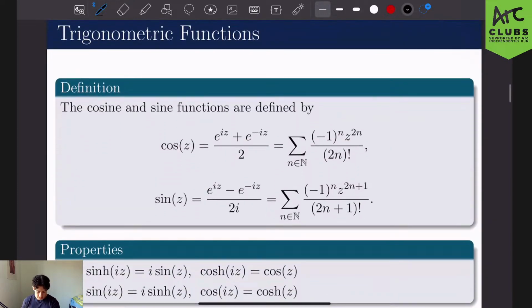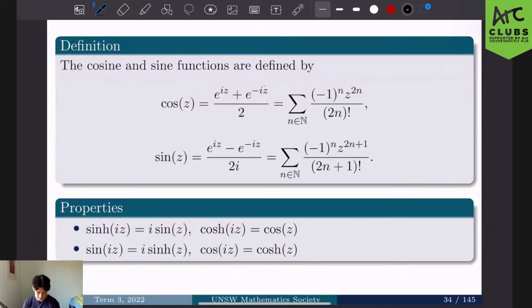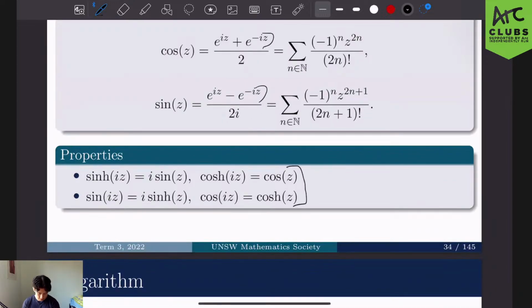And next we have cosine and sine. Similarly, we've got the exponential, and then we have this Taylor series here, and we've got some properties which are very useful. You should definitely know these, such as converting from sine to sinh, or cosine to cosh.